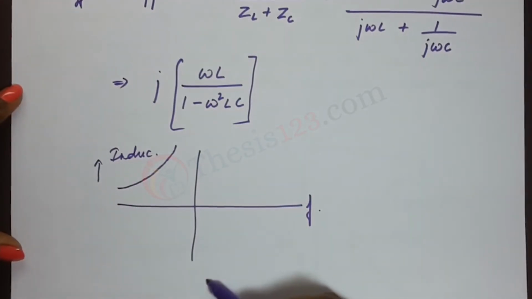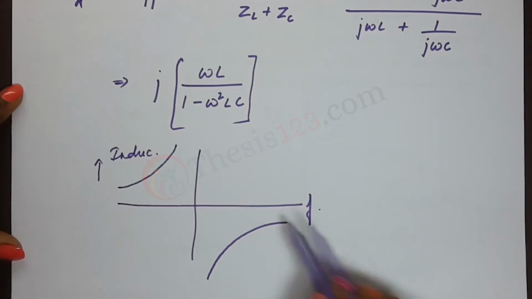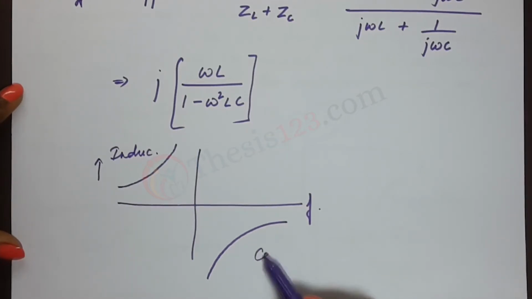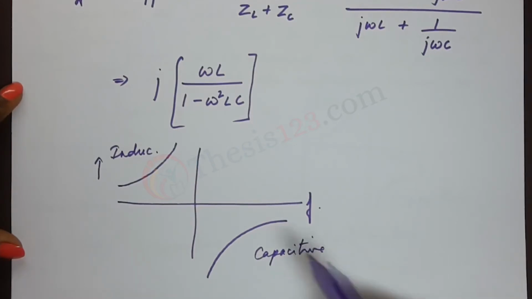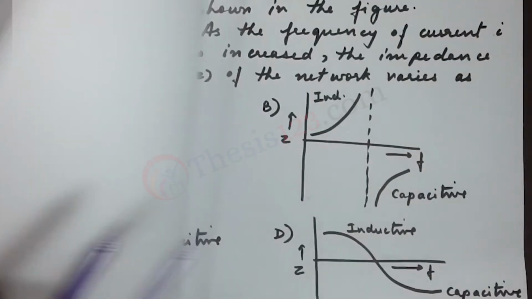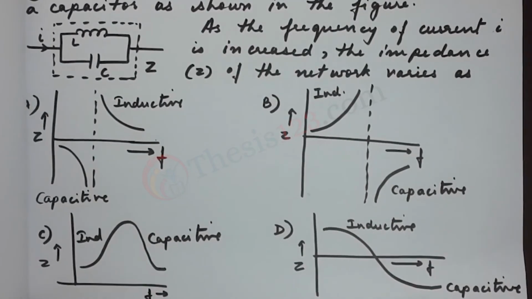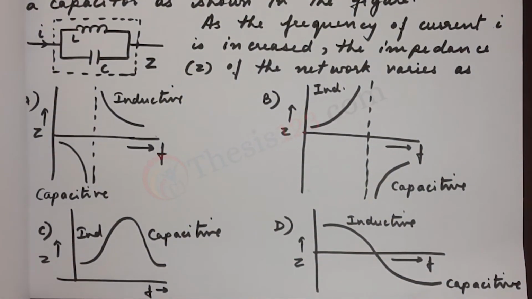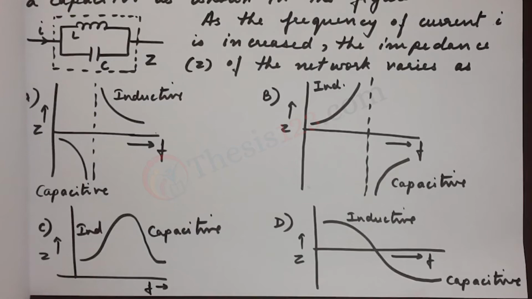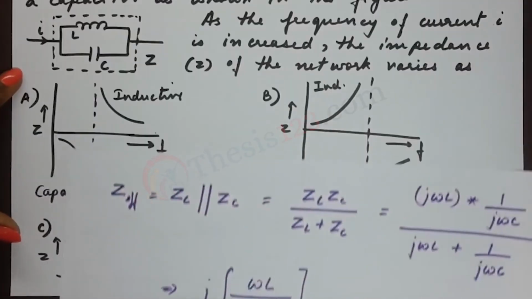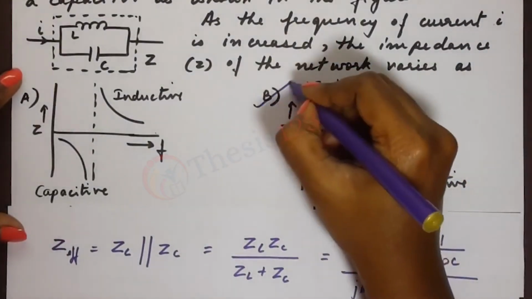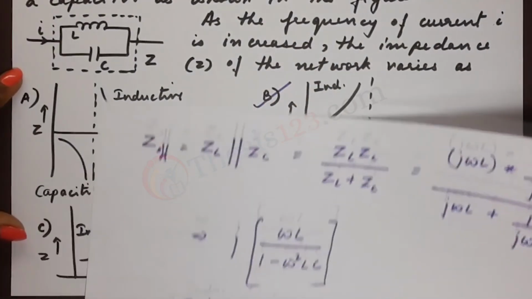And then we have a waveform to resemble here for capacitance. So there's a capacitive quality in the waveform there. And if we notice, we see that it resembles option B. So option B here is the right answer.